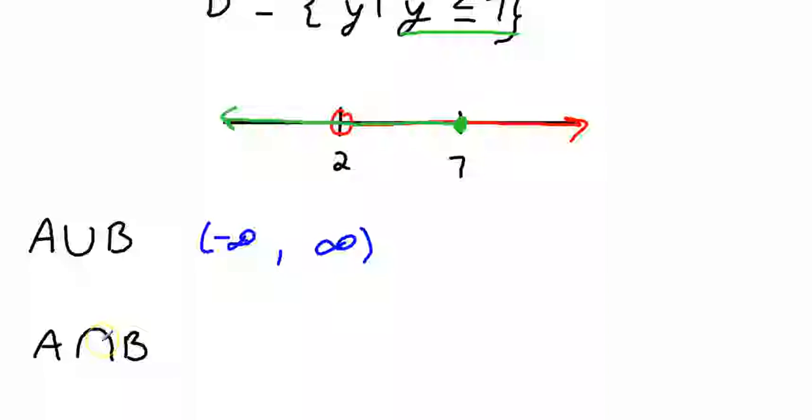For the intersection, this is where you're looking for both parts. So you've got the red going from here to here, the green going from here to here. Where you've got the red and the green lines, that's your answer for your intersection. So your intersection is everything from 2 to 7. It'd almost be good if you could stagger them just a little bit. So everywhere you've got red and green, that's your answer.